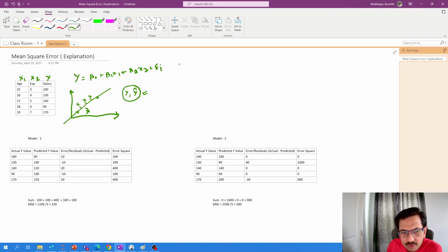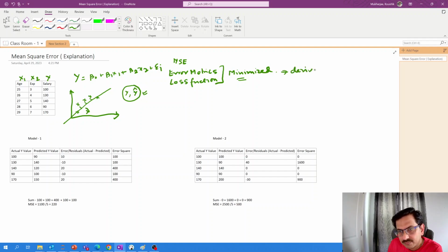So how do you calculate the MSE? MSE is the error metric, and it is also your loss function. One of the main objectives of a linear regression problem is to minimize this error. And how can we minimize it? We minimize it by taking derivatives. Now the question is how we calculate this MSE, and why.